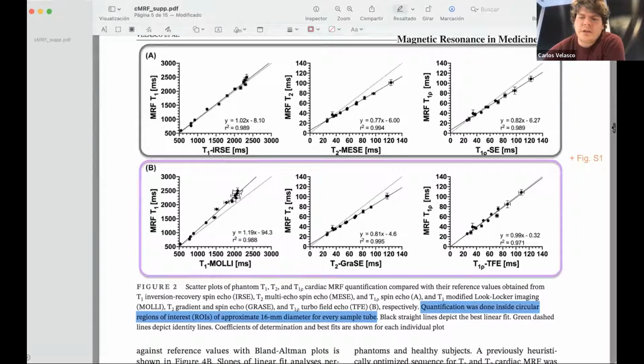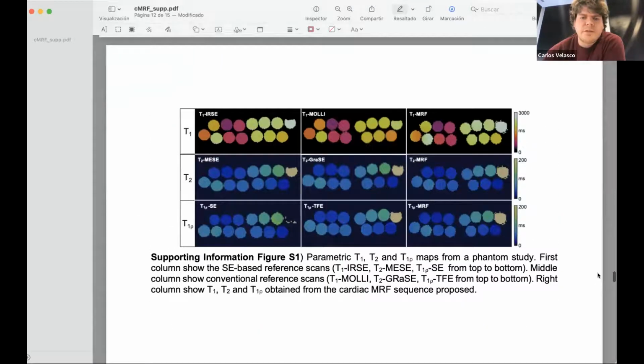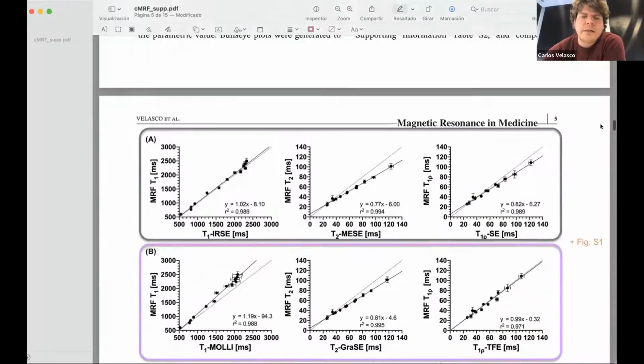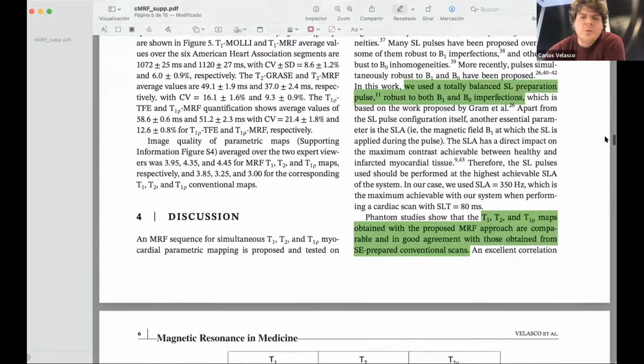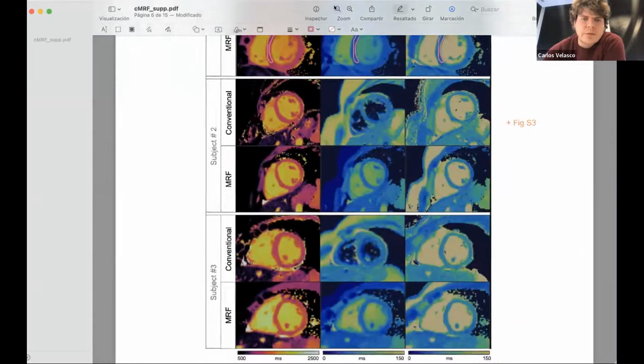And let me show you here, I took the liberty to show the supporting information. This would be the corresponding images of the tubes. Here we can see they are quite homogeneous, and again you can see the values, the quality is reasonable. And then if we go to, maybe I can zoom out a little bit.